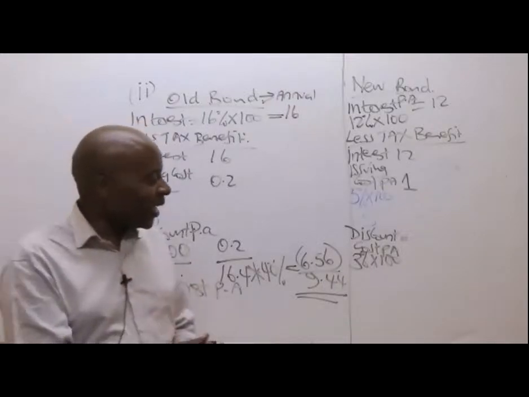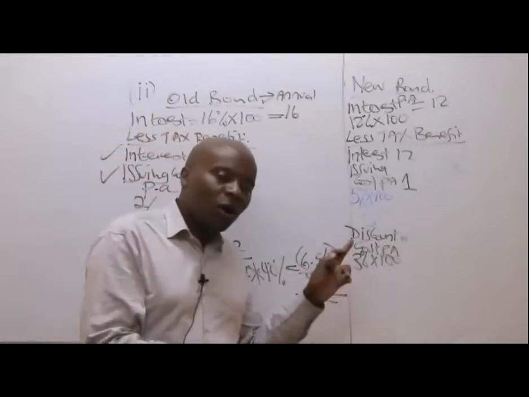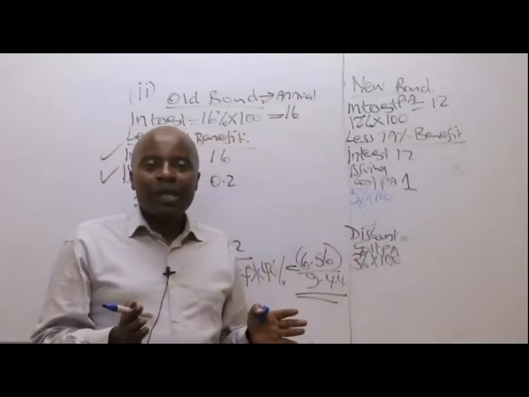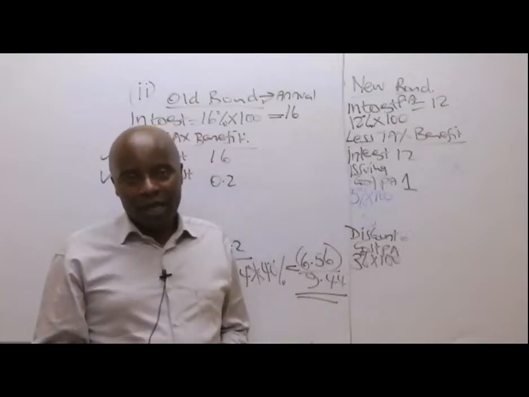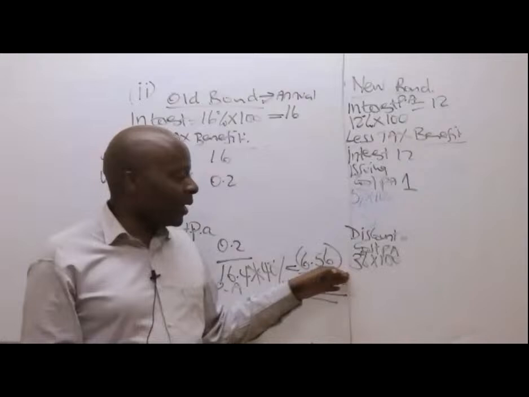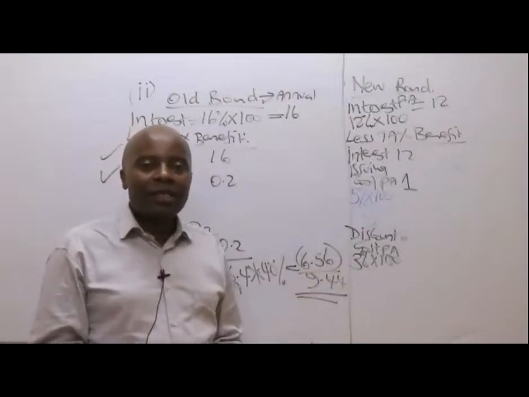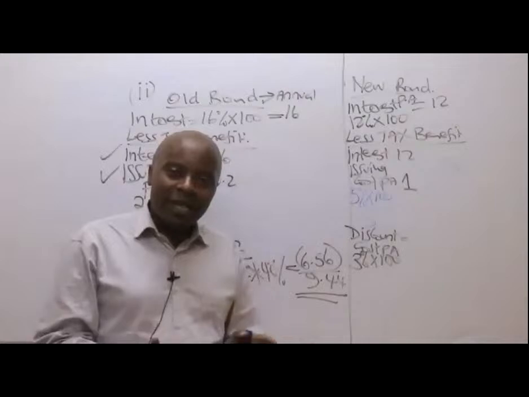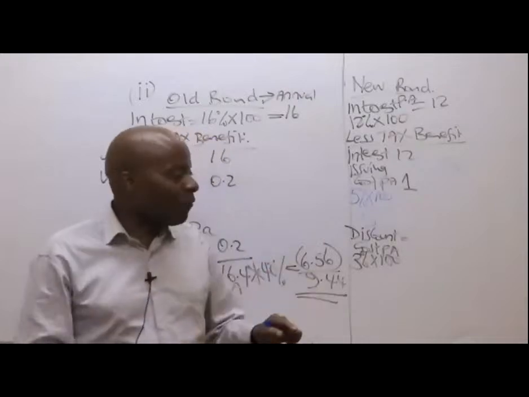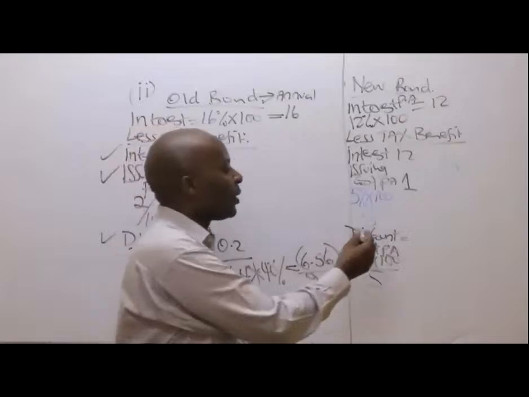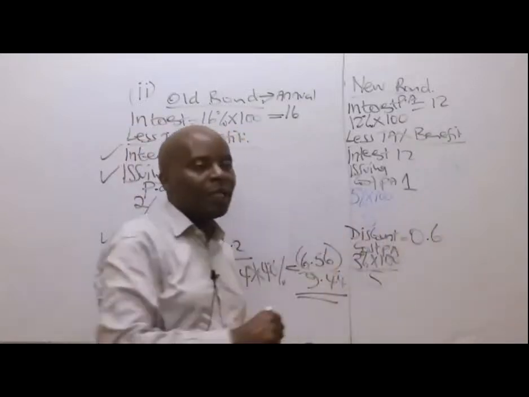But thank you very much. So remember, discount has to be amortized evenly over the useful life. This discount will be amortized over the useful life of the bond, which is 5 years, divided by 5, which gives me 0.6.